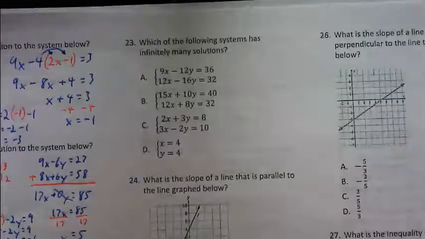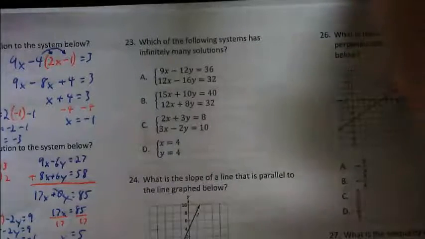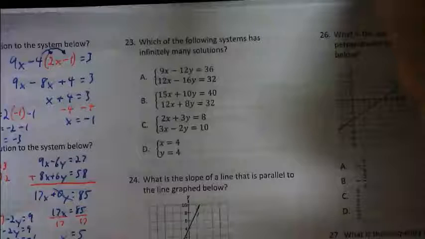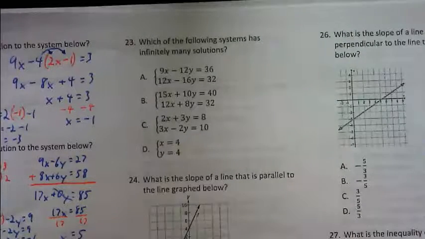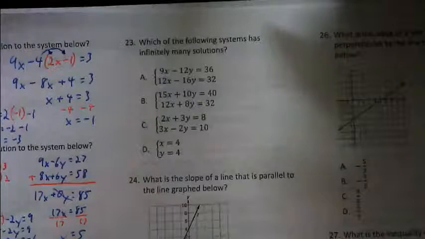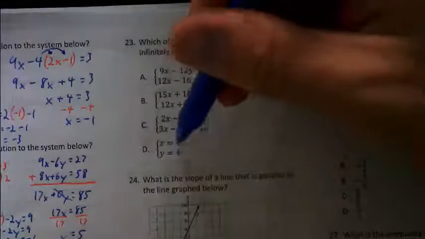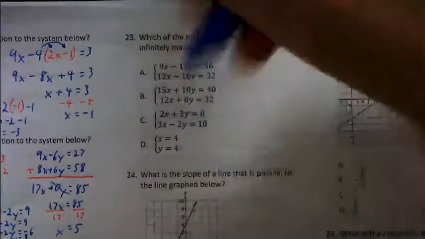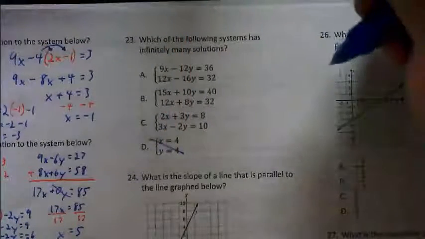Number 23. Which of the following systems has infinitely many solutions? Well, infinitely many would have to mean that the equations are pretty much exactly the same. Because infinitely many means that they're going to be 2 lines on top of each other. I can go ahead and cross off D right away because one of these is a horizontal line, one of them is a vertical line. So that's not going to be the same line.